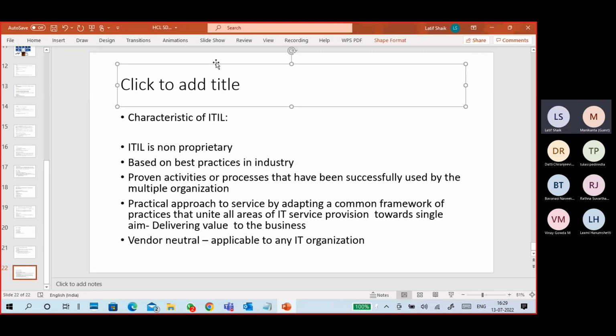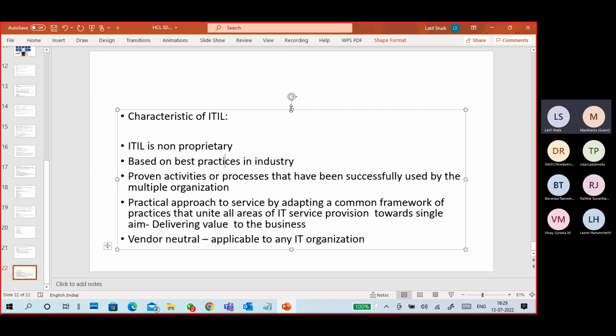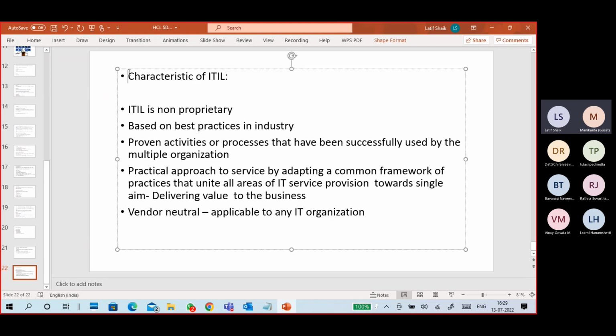What are the characteristics of ITIL? Because we have started with ITIL, better we talk about characteristics. I already told the benefits. The first characteristic of ITIL is that it is non-proprietary. For example, if I want to use Windows 10, I have to take a license from Microsoft, right? It's a proprietary product of Microsoft.